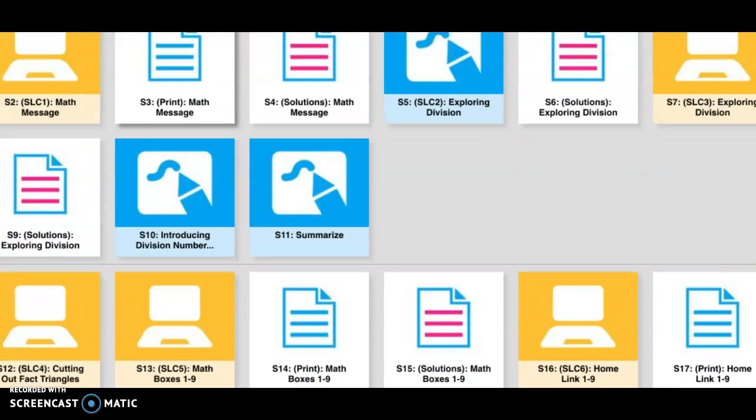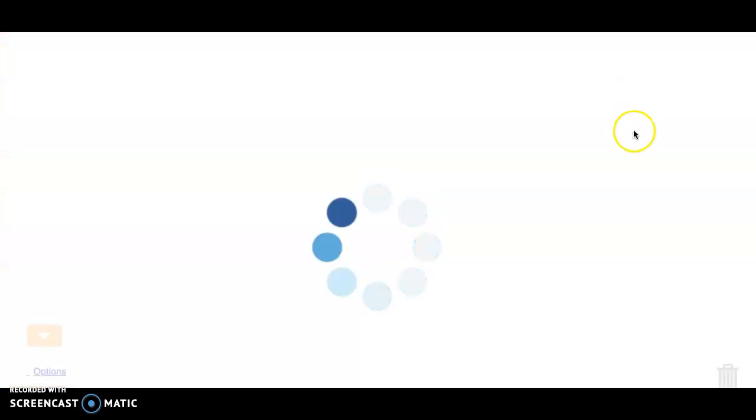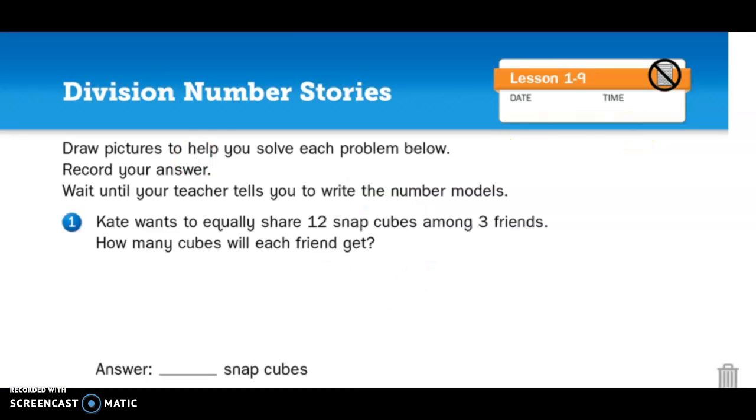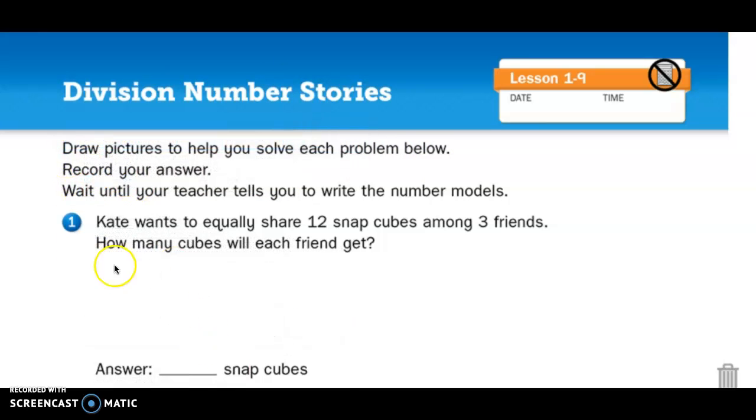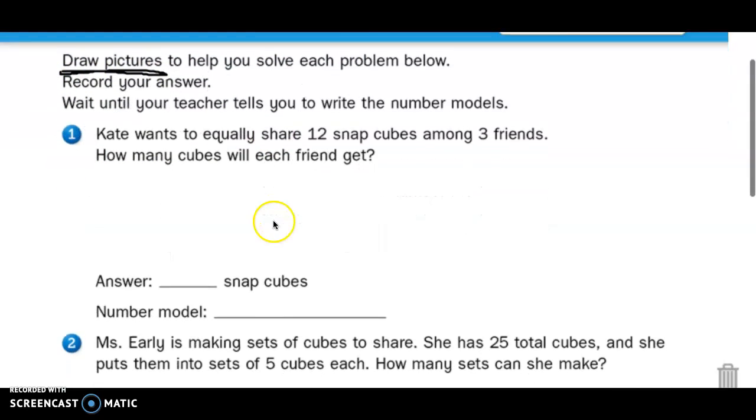And I think it's this one. Okay, so we are exploring division with the number stories. Remember, this is a story that has a number problem in for us to solve. Draw pictures to help you solve each problem below. Record your answers. Draw your pictures. We want to see a sketch. A picture should be drawn. It's telling you right here.